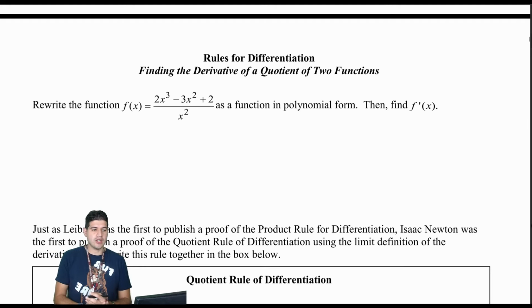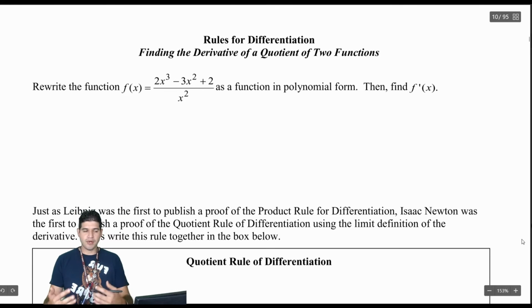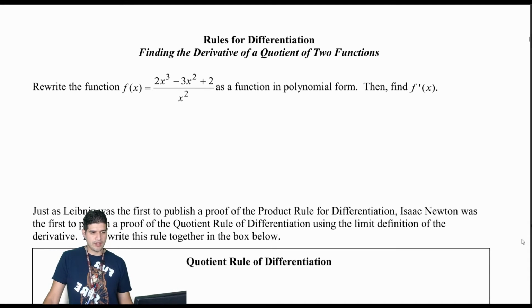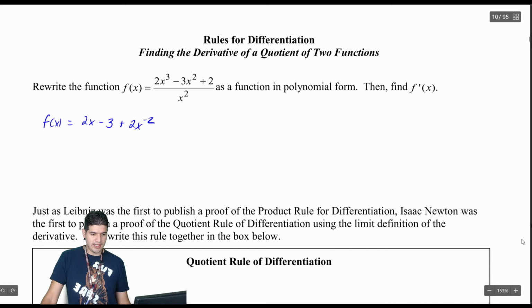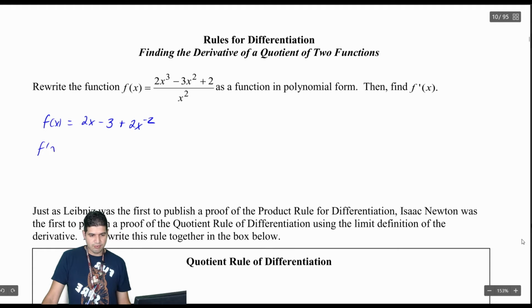So as we start to learn about the quotient rule and these additional rules for differentiation, just like the product rule, we want to start with some function that we can write in polynomial form. Okay, so I can rewrite this f of x as divide everything by x squared. So we're going to get 2x minus 3 plus 2x to the negative second, right? And so now I can take that derivative very easily. So f prime of x equals 2, that's a constant, so minus 4x to the negative third.